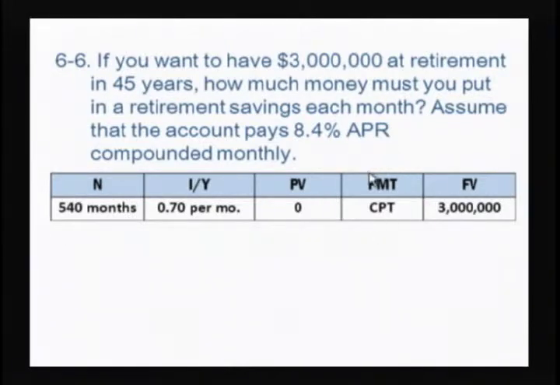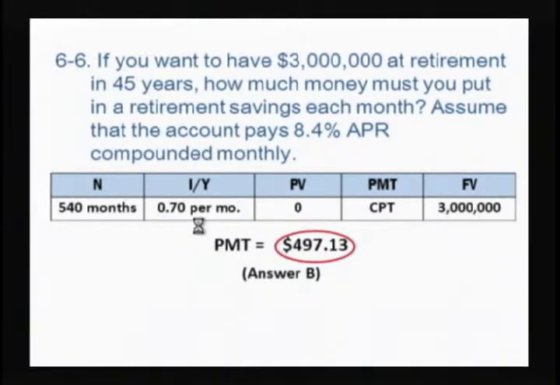So when you compute the payment, it will give you the monthly payment that's necessary to accumulate the $3 million 45 years or 540 months from now. And that payment is $497.13. The calculator will put a minus sign in front of that, meaning you have to pay that out each month for 540 months to accumulate the $3 million.